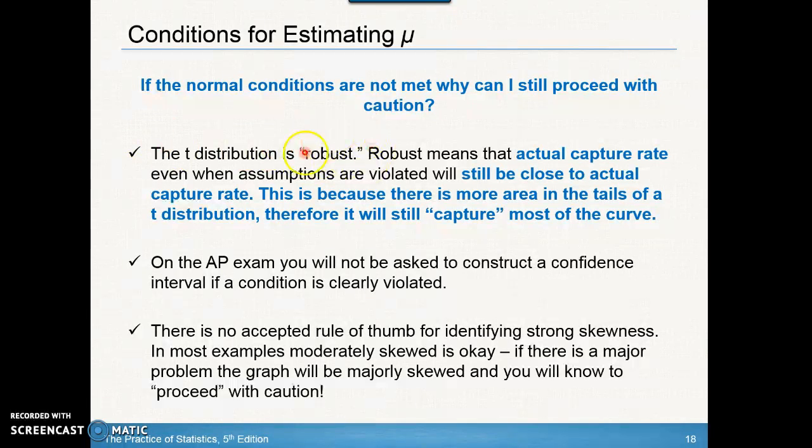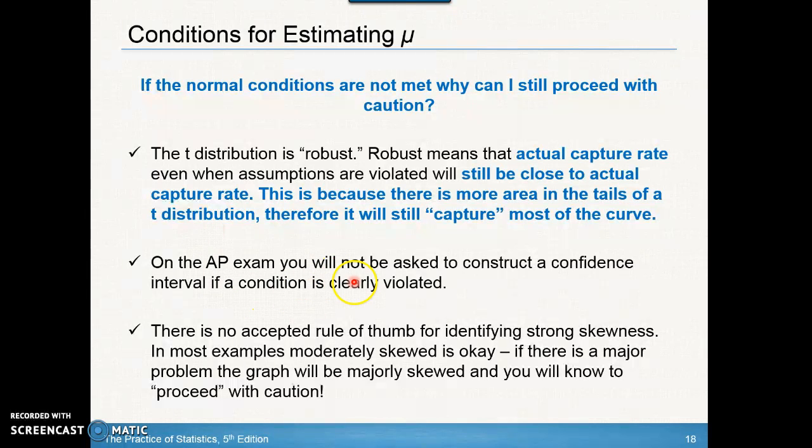The t-distribution is robust. All right, well, what exactly does that mean? Robust means that the actual capture rate, even when the assumptions are violated, will still be close to the actual capture rate. Okay, that sounds a little bit confusing. So what that means is there's more area in the tails of the t-distribution. All right, so since there's more area in the tails, it's still going to capture most of the curve. So when I use that t-distribution, it's still going to capture the true mean, true proportion, 95, 90, 80, whatever percent of the time.